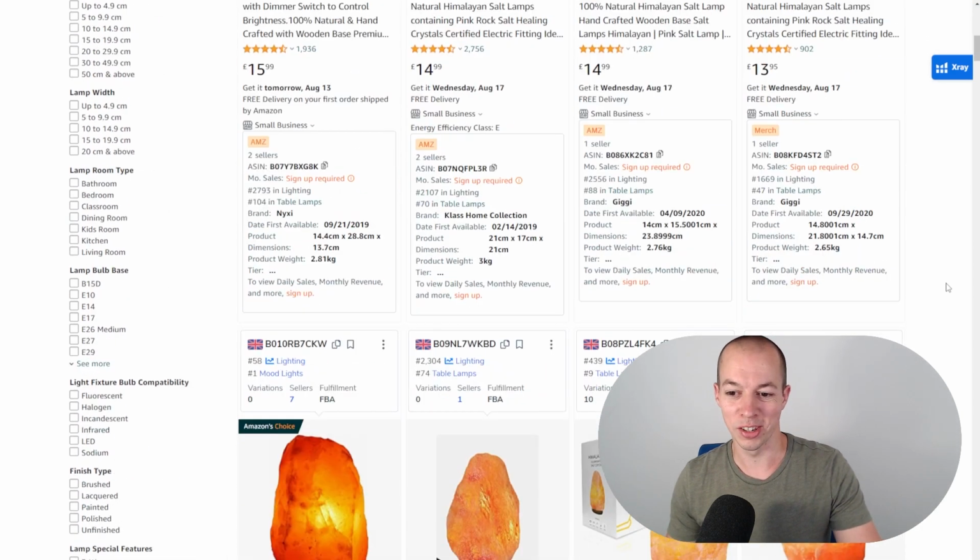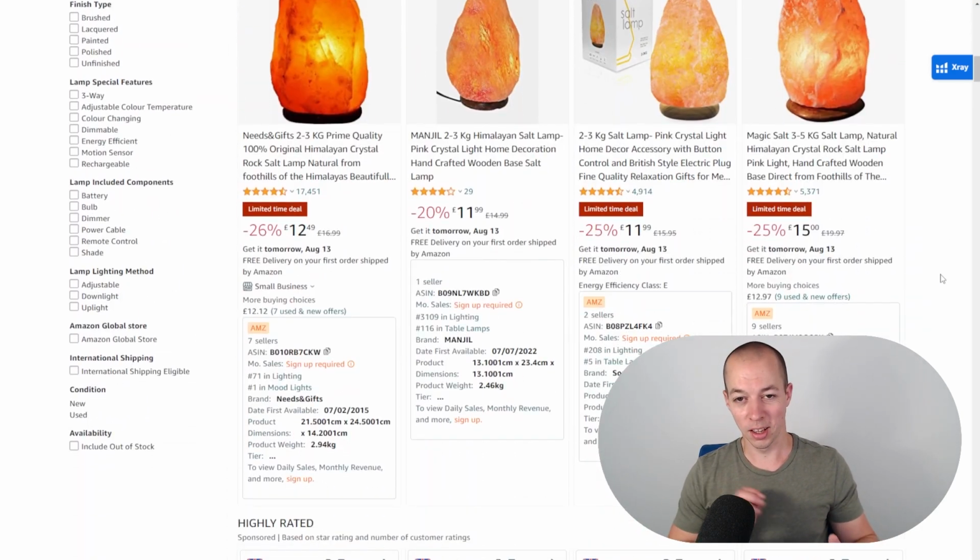Now, the next thing I want to take a look at is not salt lamps, but this is going to help me emphasize the point I want to make. So the first thing, profitability. And the second thing is your VSP. You hear lots of people talk about your USP, your unique selling point, but I want you guys to focus on a VSP, which is your visual selling point.